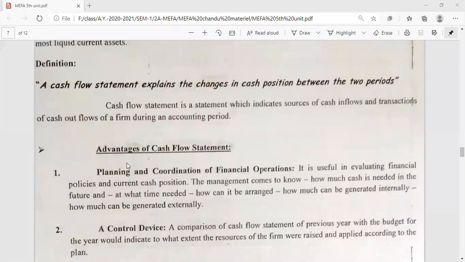When we go with the definition, this cash flow statement explains the changes in cash position between two periods. That means within a period of time, the cash is changing from one position to another position.